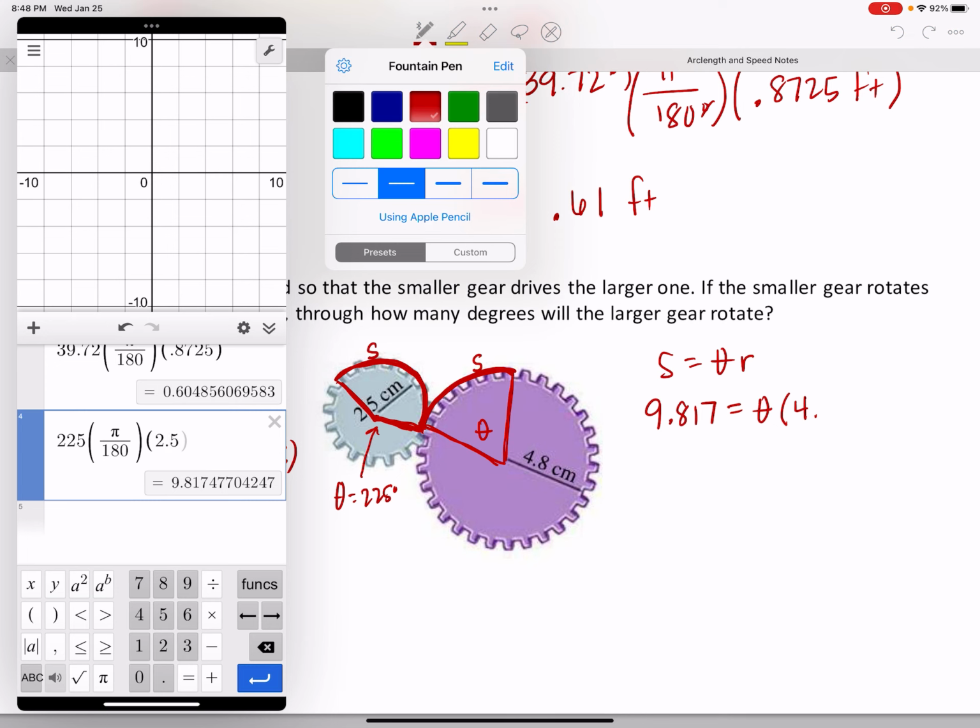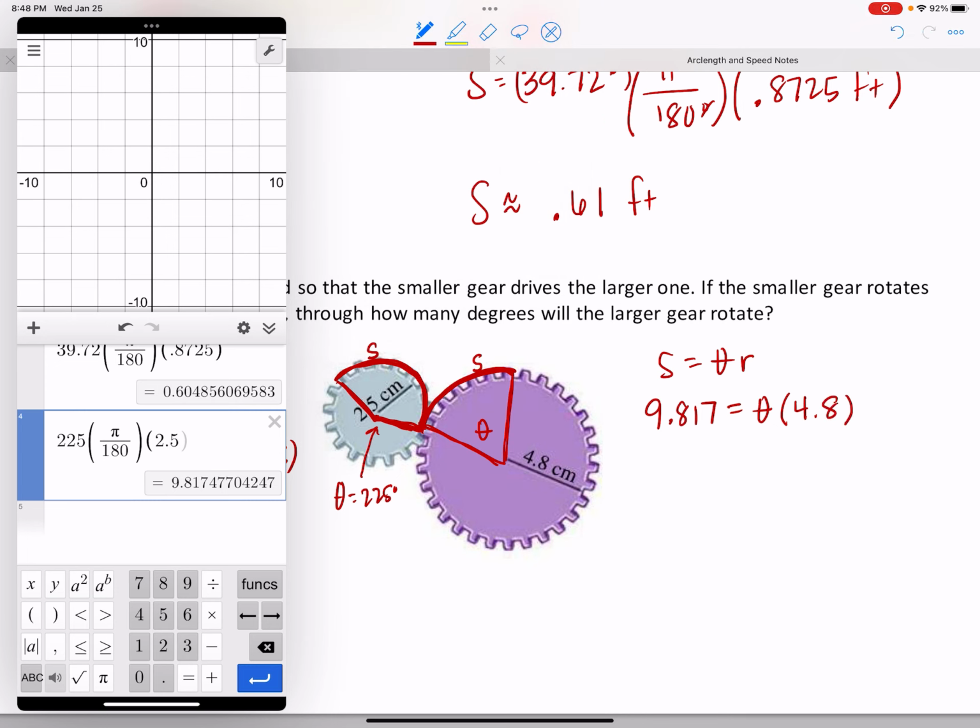Solve for my angle. If it's being multiplied by the radius, all I have to do is divide that over. And we kind of said that in the very beginning, the other version of the formula, right? That angle measurement would be that arc length divided by the radius. So we're going to say theta is going to be 9.817 divided by 4.8.